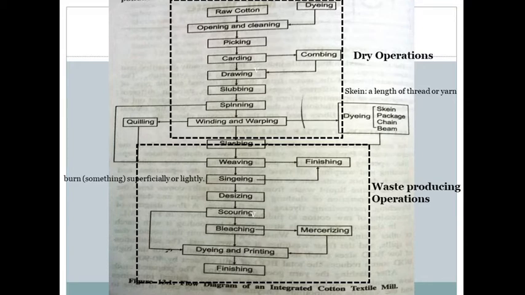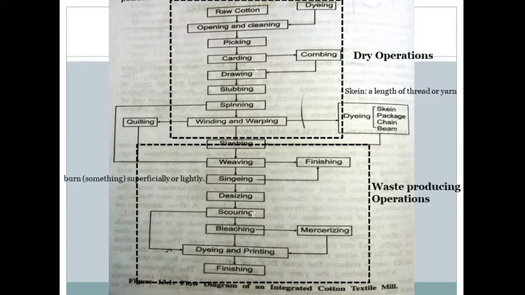Okay, so in the previous lecture we discussed the manufacturing process or the flow diagram of cotton textile mills. Basically, it is divided into two operations. The first one is a dry operation, and the next one is the wet operation or waste producing operations. That is the slashing, weaving, then desizing, bleaching, mercerizing, and dyeing and printing and finishing.